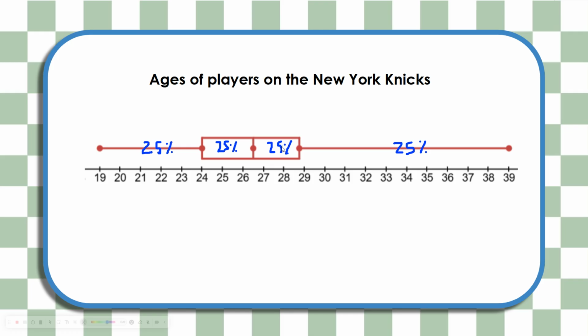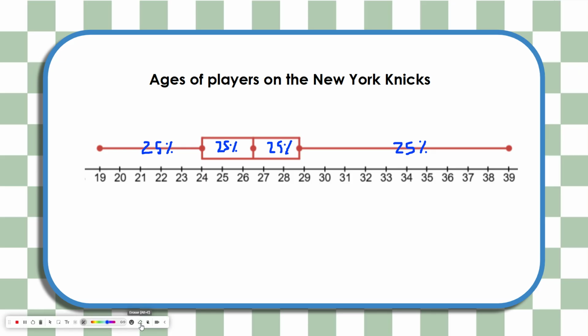So that means half the team is between 24 and 29. So that's like when players are in their prime. That's the place to be. And then it looks like once the players get older, there's not so many players left on the team because a quarter of the team is in this huge range. So there must only be a couple of old players up here.